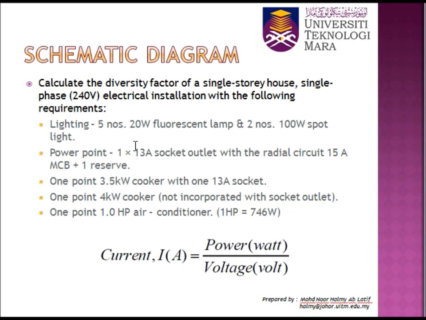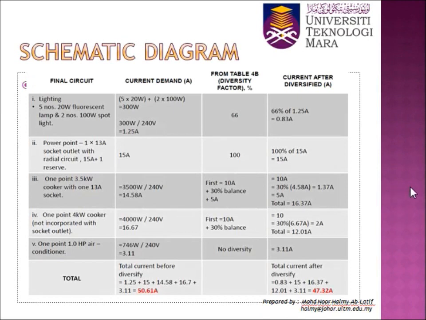Okay, so this is the example. Calculate the diversity factor of a single story house, single phase 240 volt electrical installation with the following requirements. In one house there are lighting, power point, 1 point of 3.5 kilowatt cooker and 1 point of 4 kilowatt cooker not incorporated with socket outlet, and also 1 point of 1 horsepower aircon. So what you all need to do is to make a table consisting of 4 columns. First column is final circuit, the second column is current demand, the third column is diversity factor from table 4B just now, and next is current after diversify.